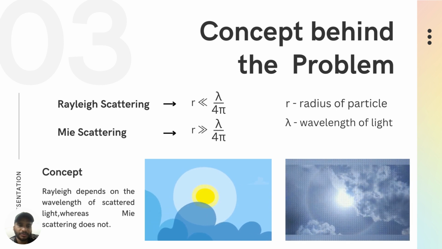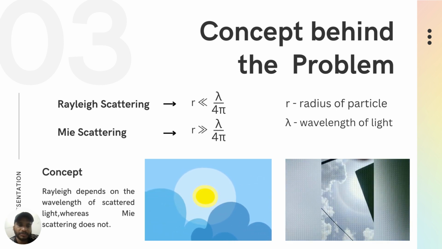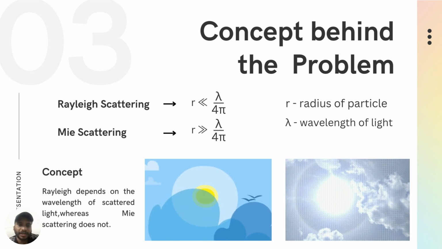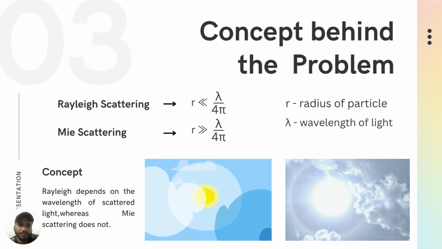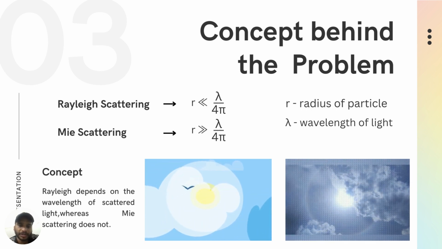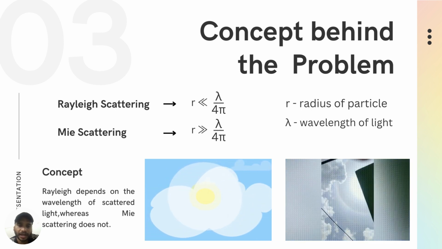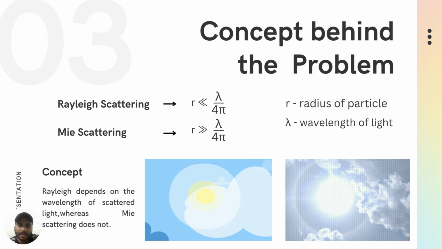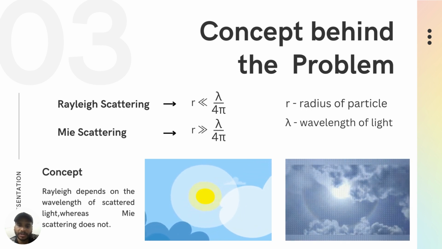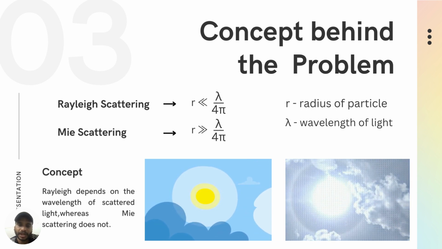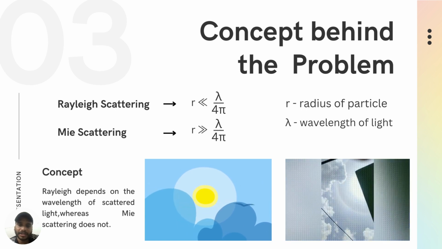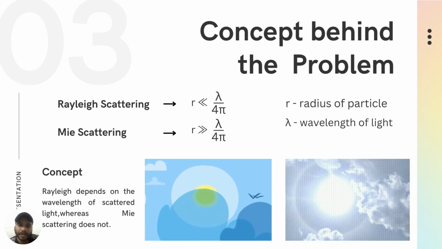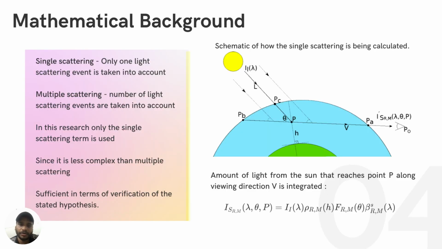We have seen that Rayleigh scattering depends on the wavelength of the scattered light, whereas Mie scattering does not. In the first picture you can see the blue sky, a beautiful color. That is because of Rayleigh scattering. The other one, the halos around the sun, and fog and clouds, is because of Mie scattering, because these are made in the lower atmosphere. That's why we say Mie scattering is found in the lower atmosphere, and Rayleigh scattering in the upper atmosphere. Okay, let's talk about the mathematical background.